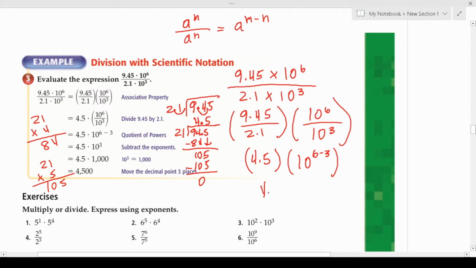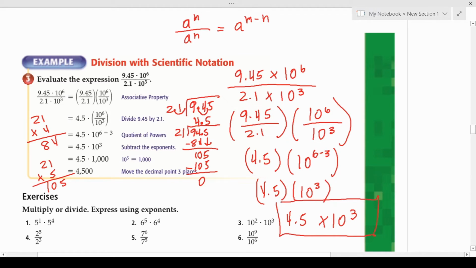So this becomes 4.5 times 10. 6 minus 3 is 3. So this is the same thing as 4.5 times 10 to the third. And there it is in scientific notation. Again, if you wanted to convert it to standard notation or standard form, that'd be pretty easy. You would just take this decimal and shift it 3 times to the right.